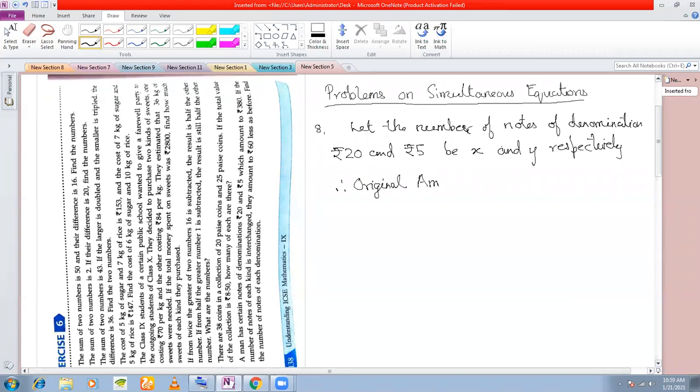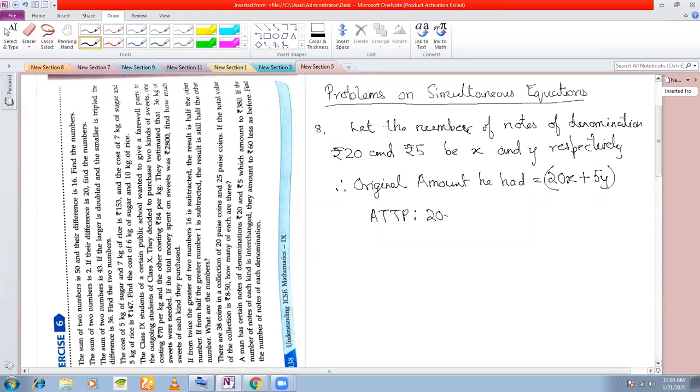Original amount he had: if I have x number of 20 rupee notes, then what is the money that I have? 20 into x, right? If I have 5 20 rupee notes in my pocket, what is the total amount of money? 20 into 5, I have 100 rupees in my pocket, right? Also, he has y number of 5 rupee notes, that means 5y. This is the original amount that he had in his pocket. And what is the original amount given here? According to the problem, the original amount given here is 380 rupees.